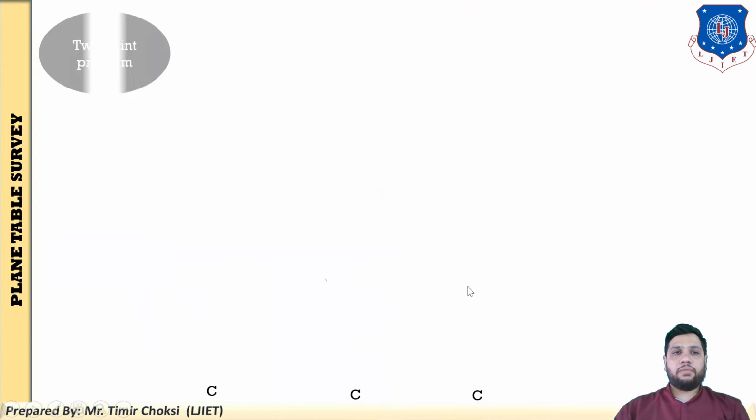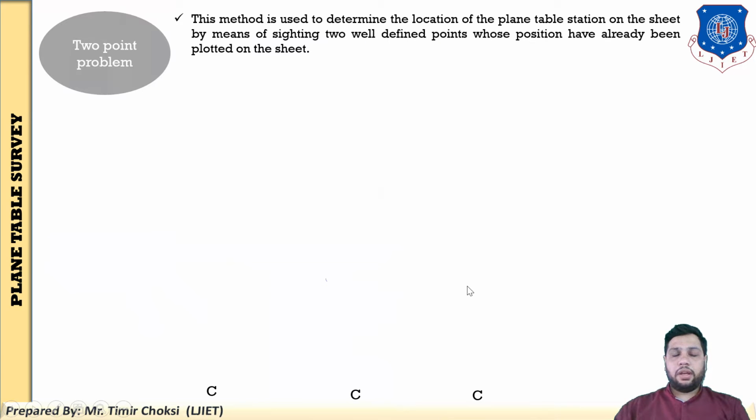So, starting from the first method, the two-point problem. Students, this is a very important and lengthy method, so keep one rough page and a pen or pencil with you, so you clearly understand. I will now start the two-point problem method.